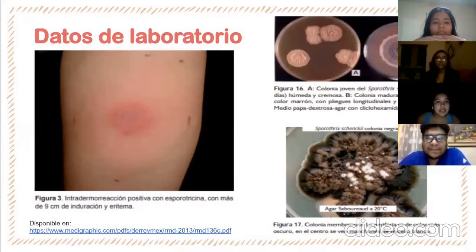About the lab, the intradermal reaction to sporotrichin González Ochoa is a method to diagnose sporotrichosis in 48 hours, but if it's positive it doesn't mean there is a current active sporotrichosis. It is considered positive when the individual has erythema with induration equal to or greater than 8 millimeters. To confirm diagnosis, culture may show cream or black colonies typical of Sporothrix schenckii. Next.